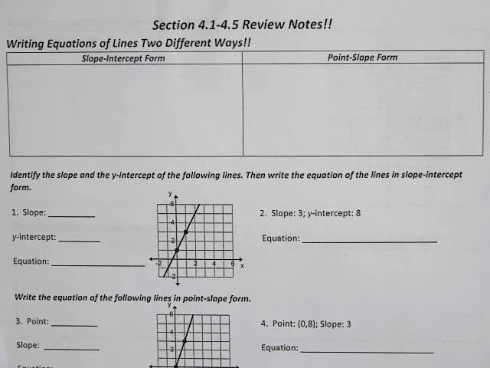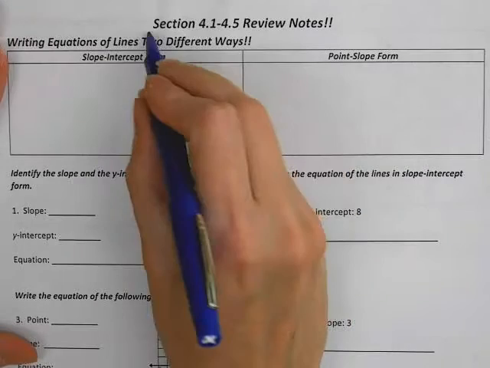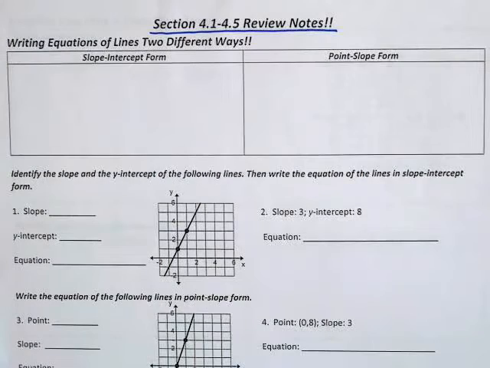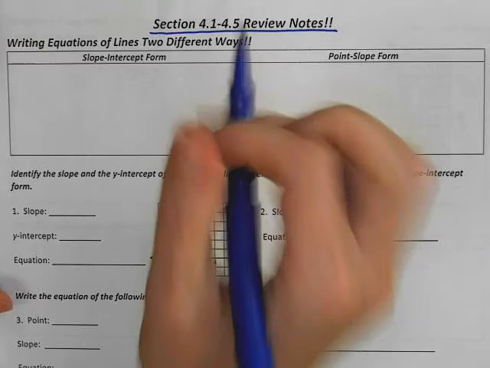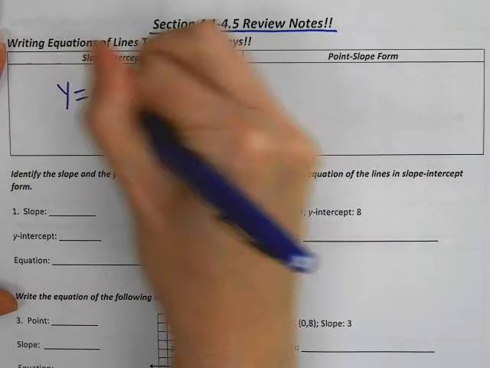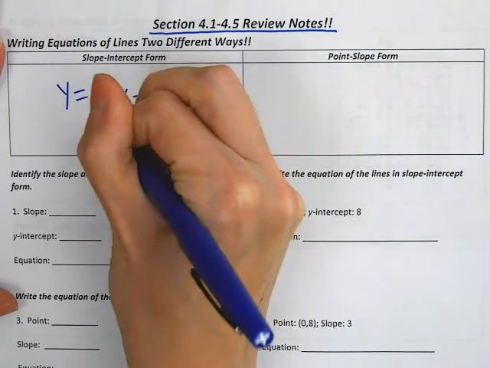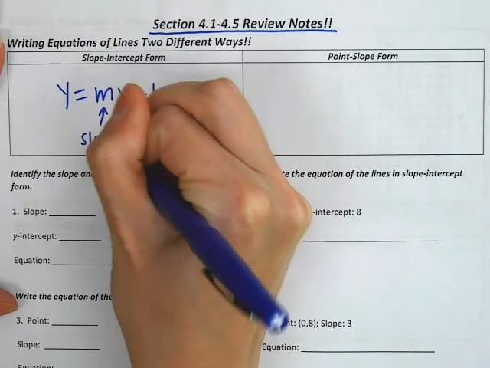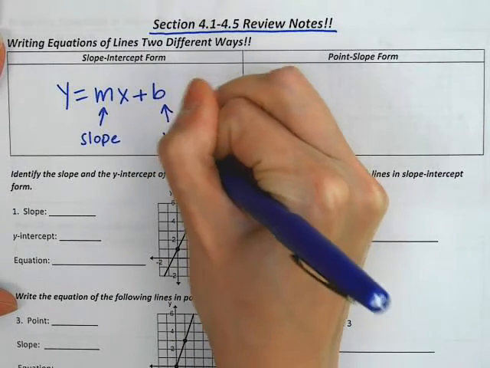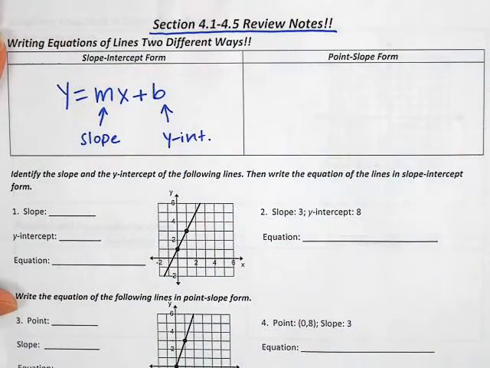Today's video is a review of sections 4.1 to 4.5. So we wanted to review writing equations of lines two different ways, slope-intercept form and point-slope form. Slope-intercept form review is y equals mx plus b, where m is the slope and b is the y-intercept.